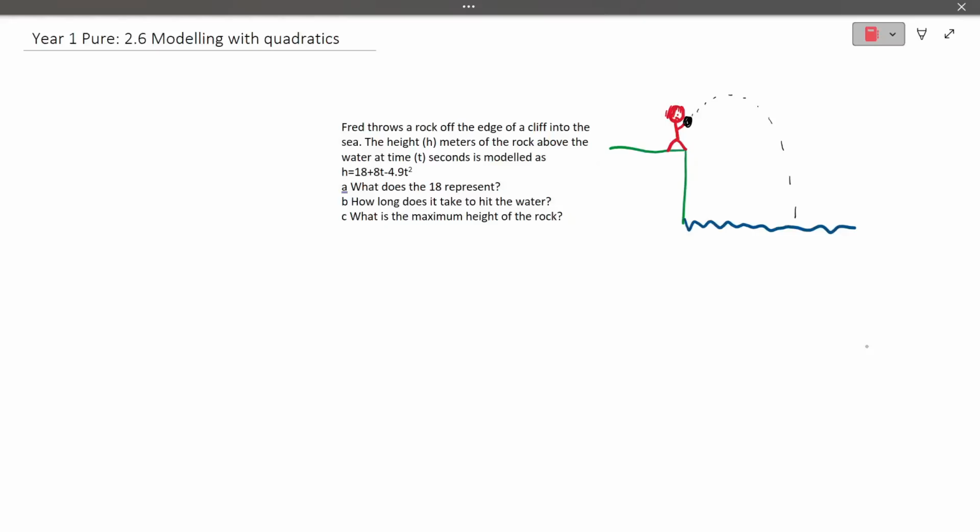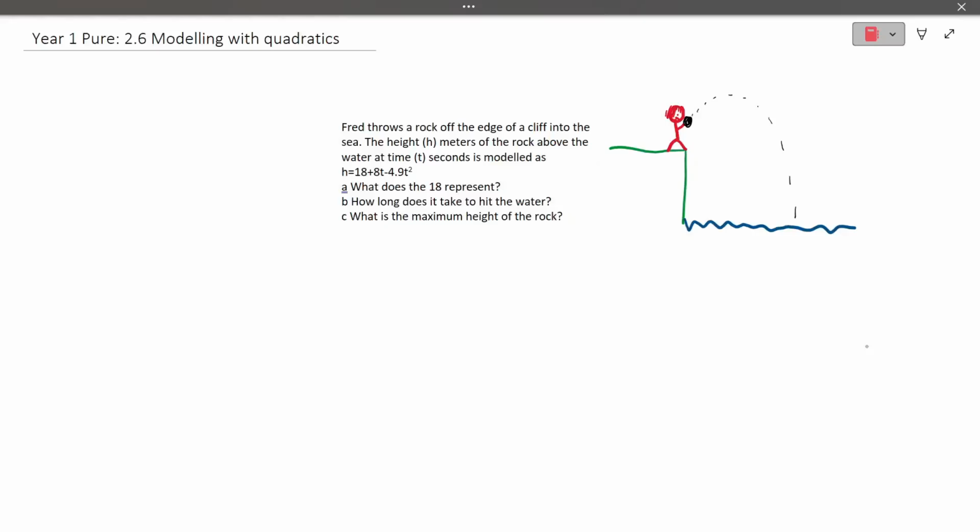Fred throws a rock off the edge of a cliff into the sea. The height h meters of the rock above the water at time t seconds is modeled as h equals 18 plus 8t minus 4.9t squared. Part A is what does the 18 represent? Part B, how long does it take to hit the water? And part C, what's the maximum height of the rock? So let's have a little look at these sort of questions.